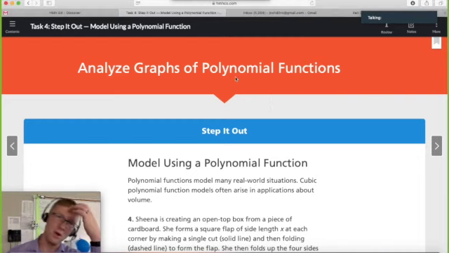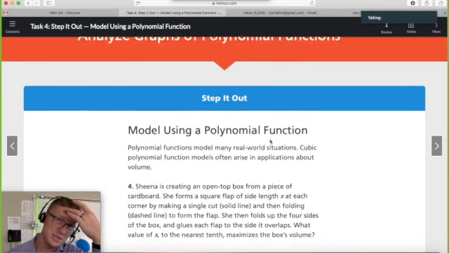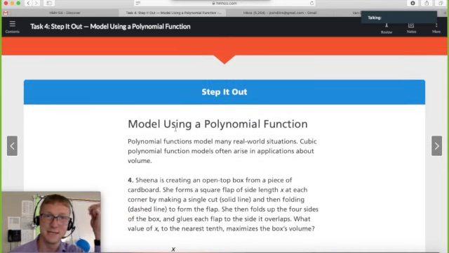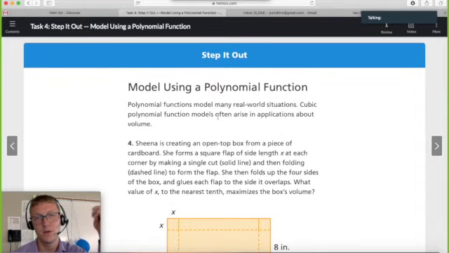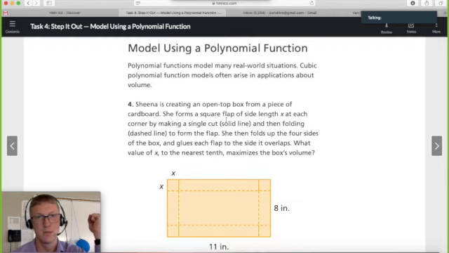All right, so here we go. Analyze graphs of polynomial functions. This is our last task. So we're going to model using a polynomial function. They're used in many real-world applications, especially cubic polynomial functions when dealing with volume.